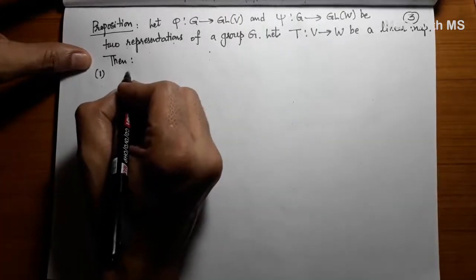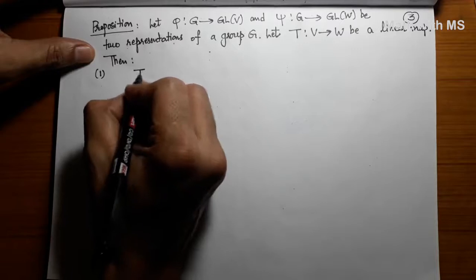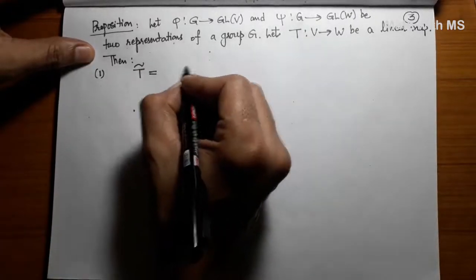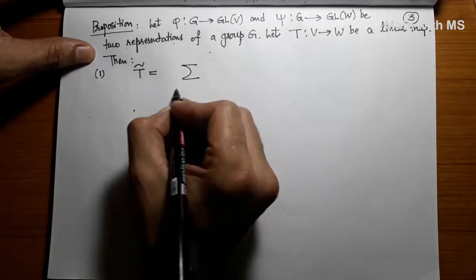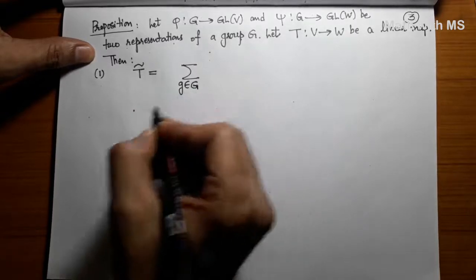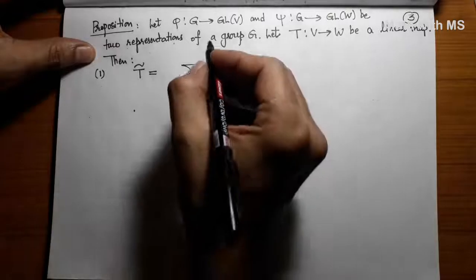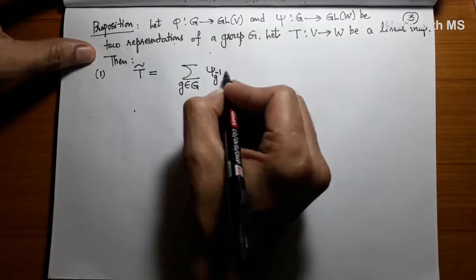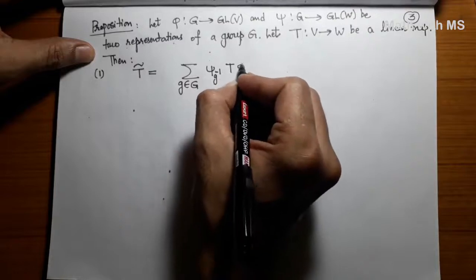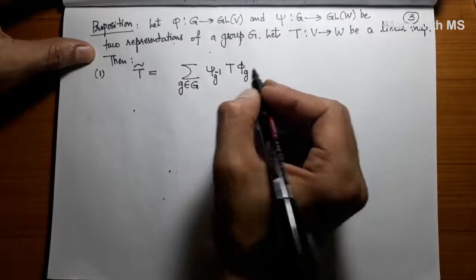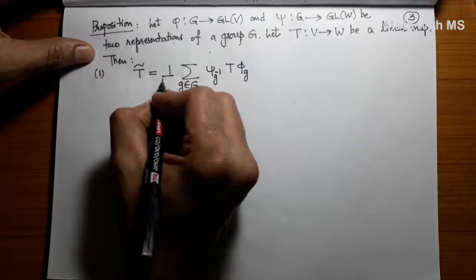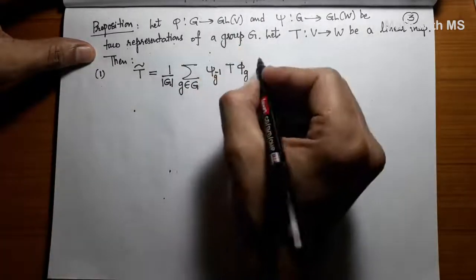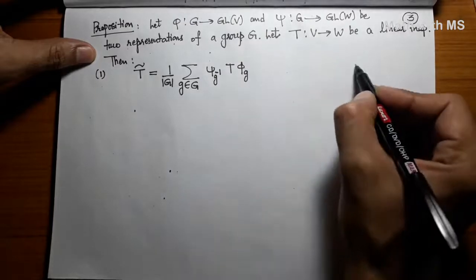Look at this new operator. Let us call it T tilde, that I define by this sum. Take the sum over the group elements and you define it to be psi of G inverse T phi G, and take the average over the group. So you see, let us draw the picture here.